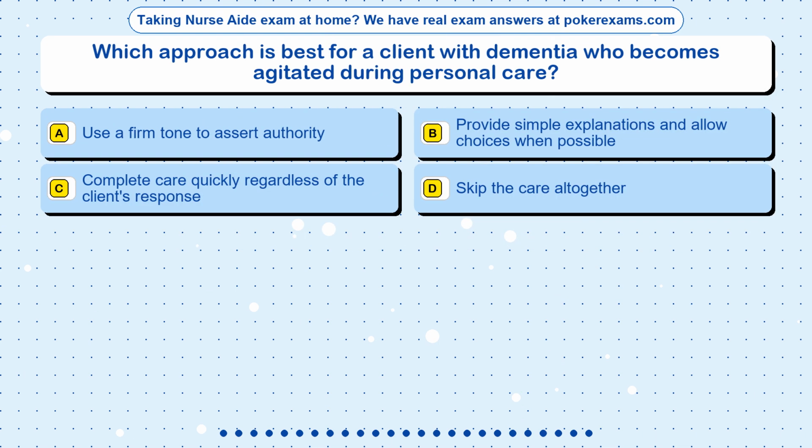Question 7. Which approach is best for a client with dementia who becomes agitated during personal care? Option A. Use a firm tone to assert authority. Option B. Provide simple explanations and allow choices when possible. Option C. Complete care quickly regardless of the client's response. Option D. Skip the care altogether.